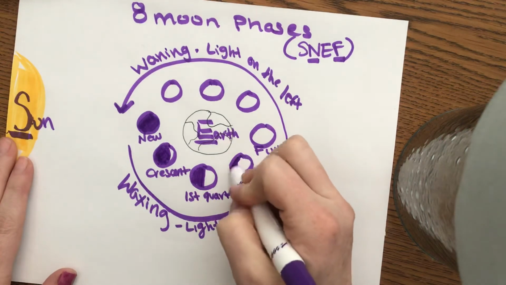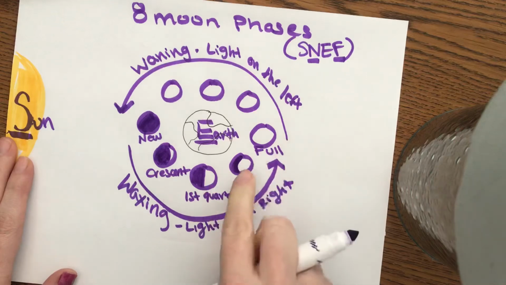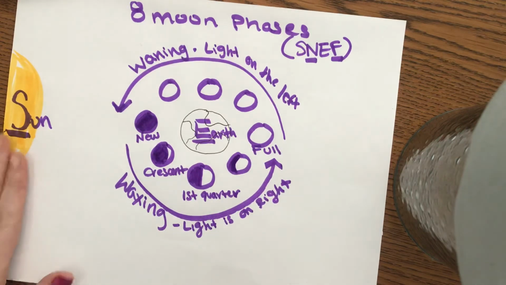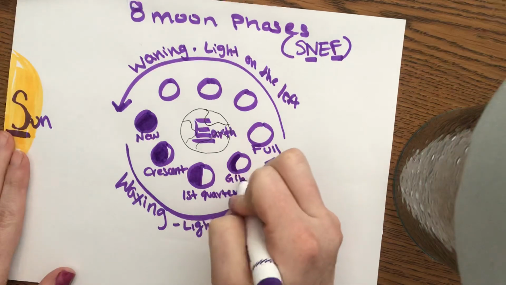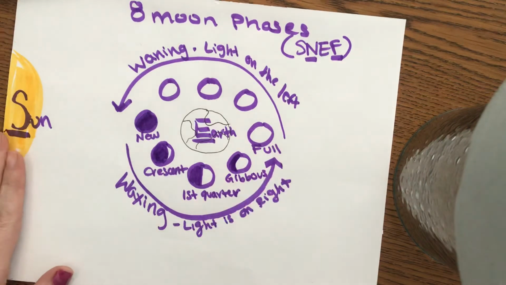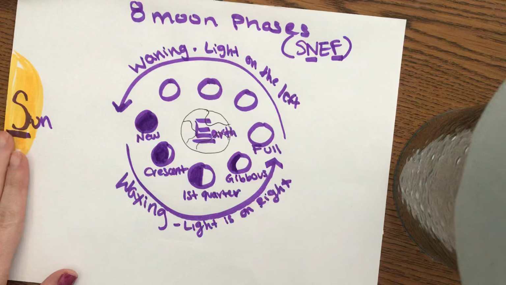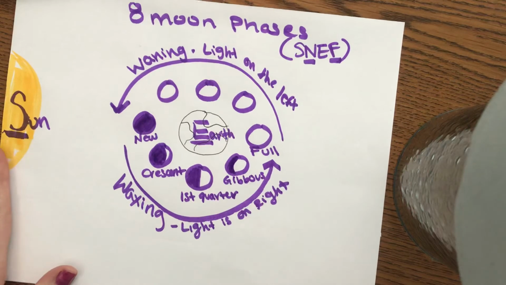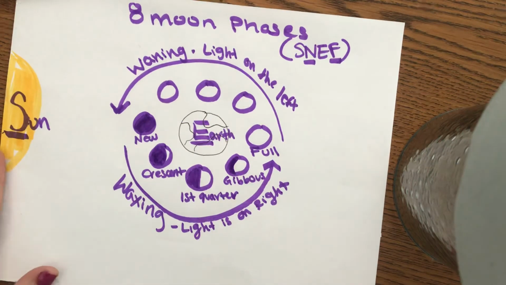Then over here, we still have the light on the right, but it's about 3/4 to a little bit more full. And we call this a gibbous moon. After our gibbous, we end up with a full moon, and that means that the light is completely shining on the entire part of the moon that we can see. So it looks like a completely bright moon in the sky. It's the biggest amount of light that's received.